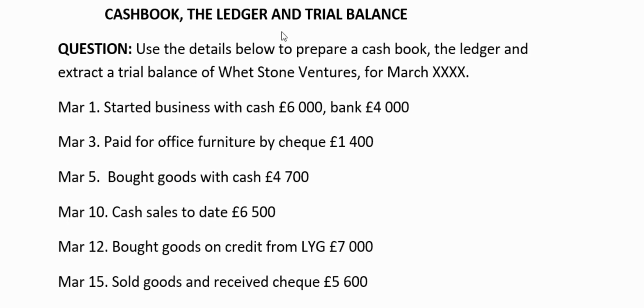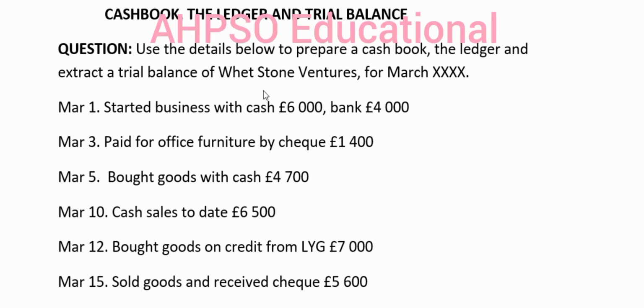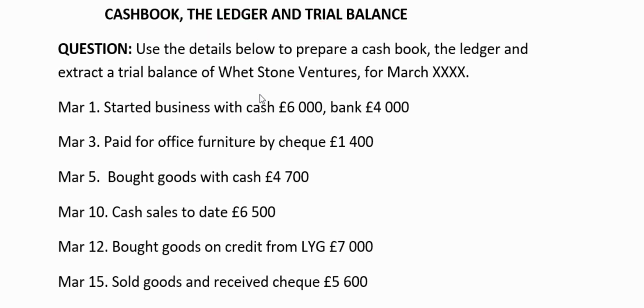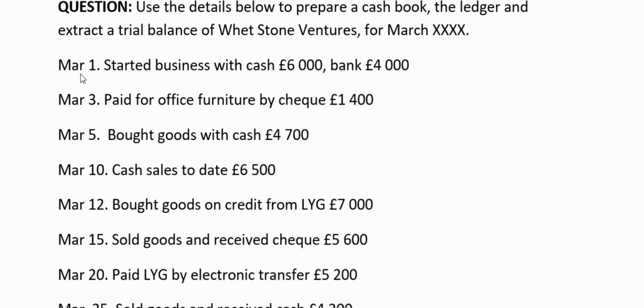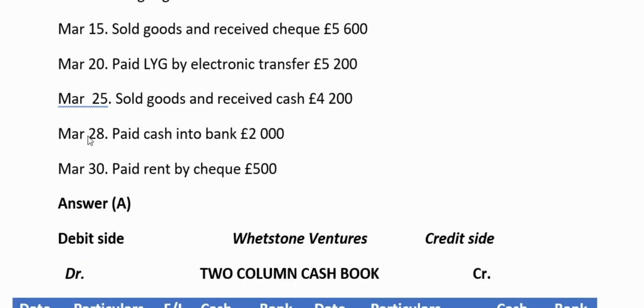Cash book, the ledger, and trial balance. The question provided can help us to prepare the cash book, the ledger, and the trial balance. The question is: use the details below to prepare a cash book, the ledger, and extract a trial balance of Westone Ventures for the month of March. These are the transactions that took place in the month of March, from March 1st to March 30th.